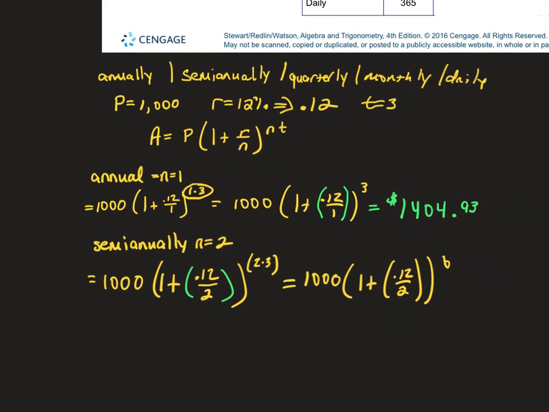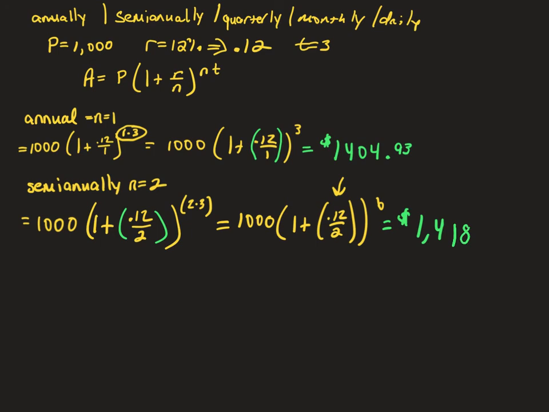Look, this is important to put a double parenthesis there. If you don't, your calculator won't do it right. And you'll tell me, my calculator says this. Your calculator is only as smart as the user, guys. You got to tell it what to do. So I have 0.12 divided by 2, and that's raised to the 6th power. So I have $1,418.52.